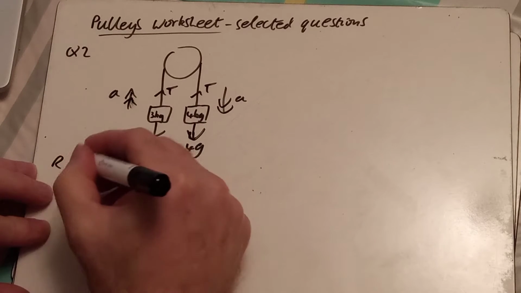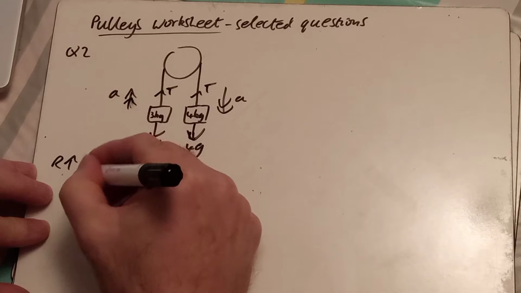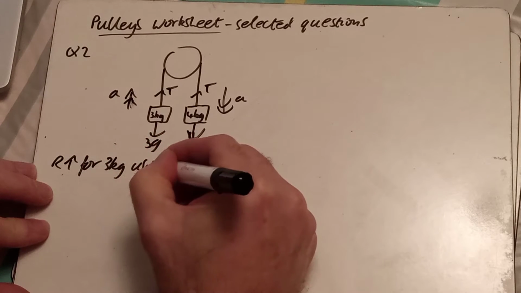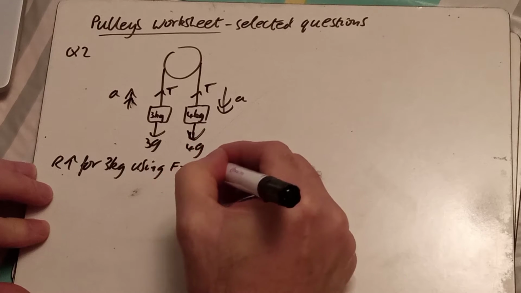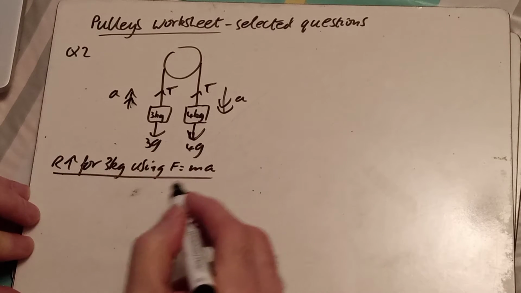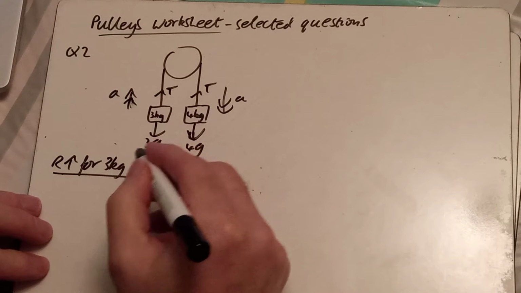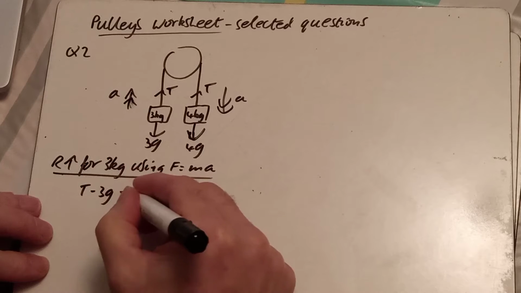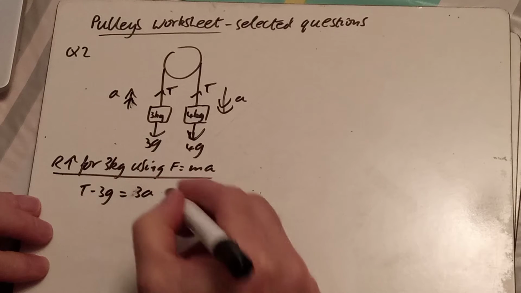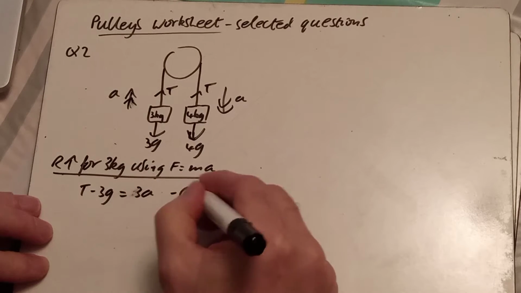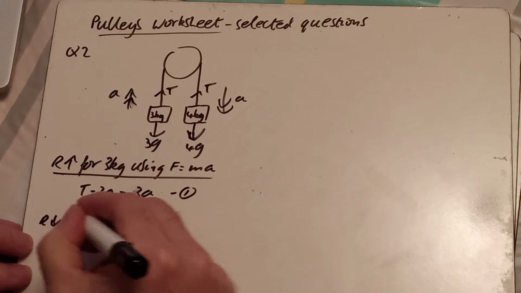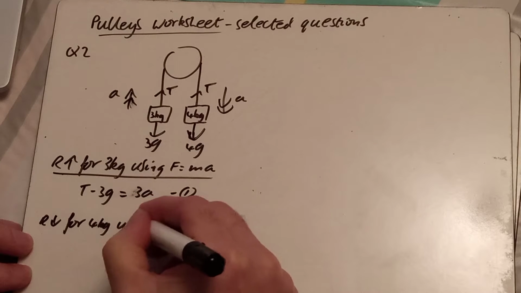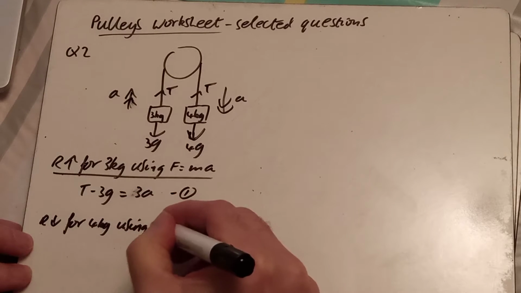I'm going to resolve upwards for the 3 kilogram, using F equals MA. Remember, these little sentences don't get me any marks, but they tell me what's going on. So upwards, resultant force: T minus 3G equals its mass times the acceleration. I'm going to call that equation 1. I'm going to resolve downwards for the 4 kilogram one, also using F equals MA.